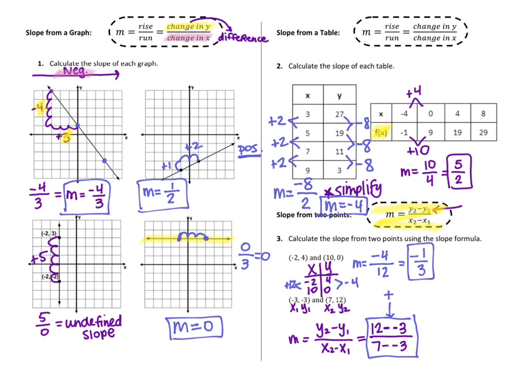Now, we're going to keep going, though, by hand. 12 plus 3, or minus negative 3, is 15. And 7 minus negative 3, or 7 plus 3, is 10. Simplifying that now, 15 divided by 10, each of those numbers can be divided by 5, so it's going to simplify to 3 halves. That is our slope.